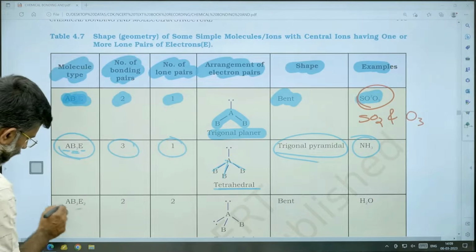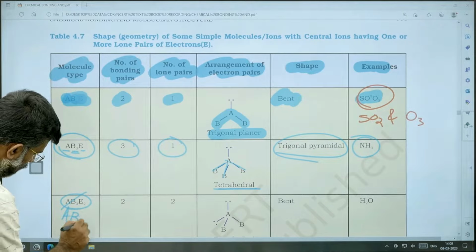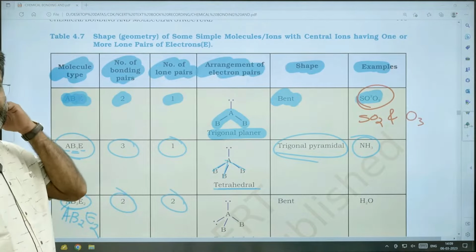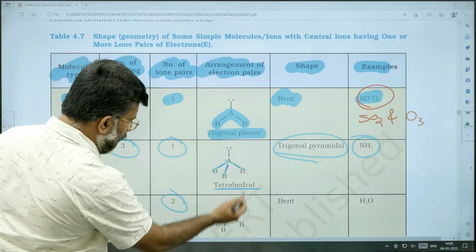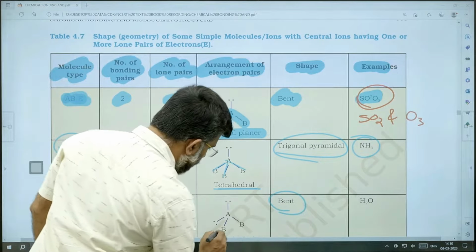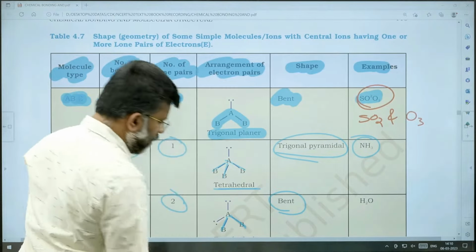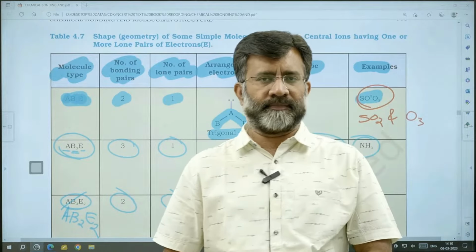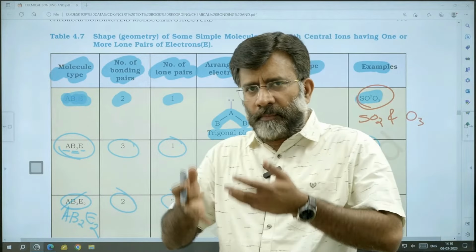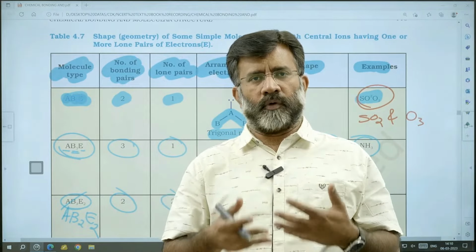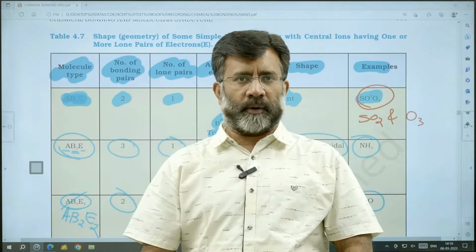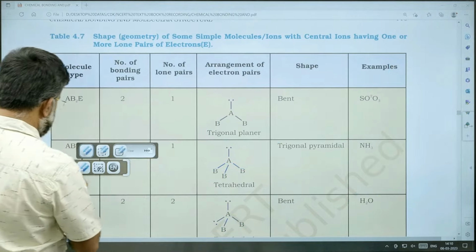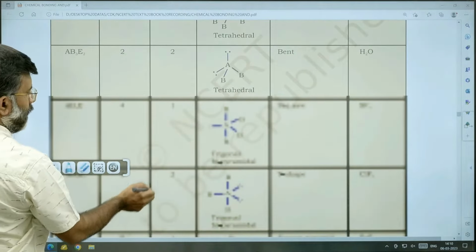Now the next is not AB3E2 type. It is AB2E2 type. 2 bond pair and 2 lone pairs. Again, it will be a tetrahedral system, but the molecule is bend in shape. Look at that. This is bend in shape. For example, water molecule. So, as the number of lone pairs are getting introduced, it goes from regular geometry to non-regular geometry. So, you need to review all these examples and the type of molecule in the table.